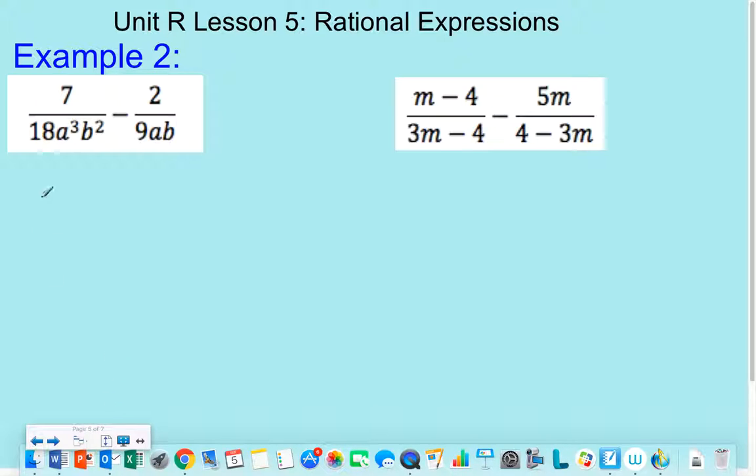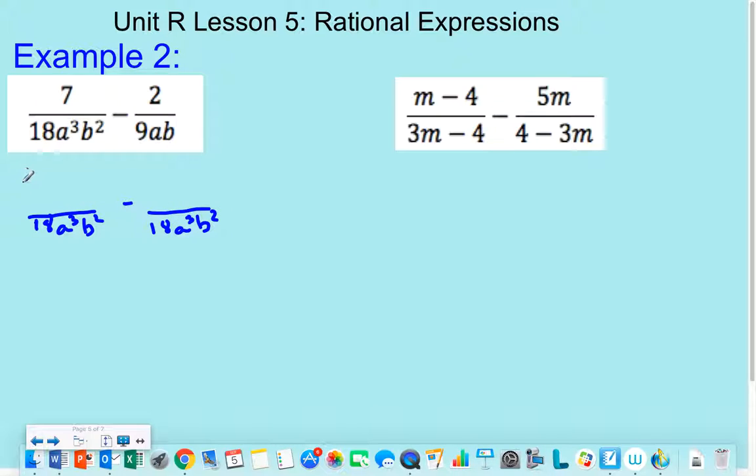All right, moving on to adding and subtracting. This is where it starts to get a little bit hairy because you have to find that least common multiple. So, kind of like the one before, I look at this and think, what do I need to multiply each of these by to get that common denominator? I know that if I multiply 9 by 2, I'm going to get 18. So 18 is my least common multiple for that. And then a cubed is my biggest a, and b squared is my biggest b. So a cubed and b squared. So there's my least common denominator.